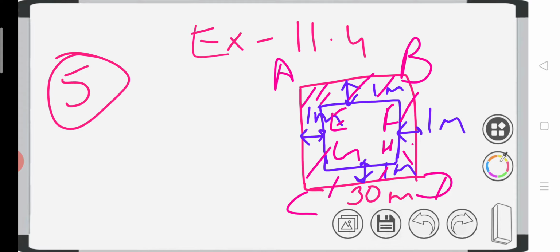So when we will calculate the area of ABCD and calculate the area of EFGH and then subtract both of them, we can get the area of path. So we have side of a square ABCD, so we can easily calculate the area of ABCD. But for calculating the area of EFGH, we have to first of all find the side. So the side of EFGH will be, this width is of 1 meter, again this is of 1 meter. So we will subtract 2 from 30. So it will become 28.